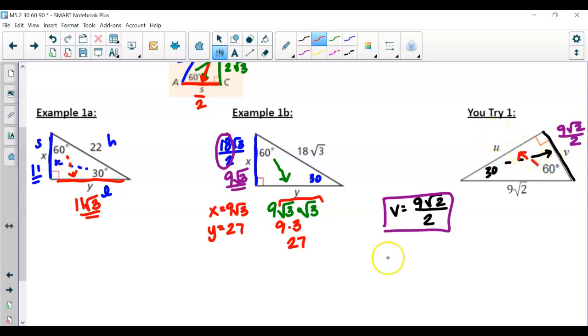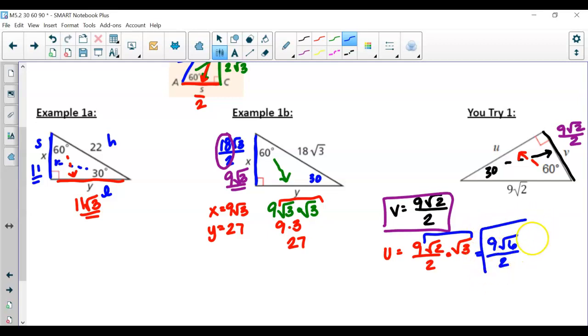Which means now the longer leg: you take that short leg, so for our U, we take the short leg, 9 radical 2 over 2, and multiply it by radical 3. Again, focus on like terms. We only multiply radical 2 times radical 3, which is radical 6, so 9 radical 6 over 2. Here's the key: can we simplify this? No. The common mistake is people want to divide the 6 by 2, but that's not 6, that's radical 6. So this is just 9 radical 6 over 2. That is the length of U.